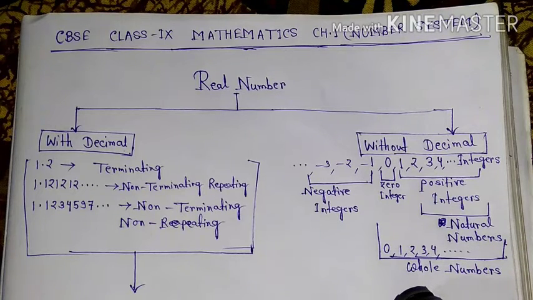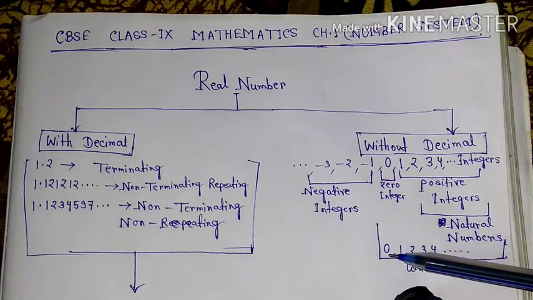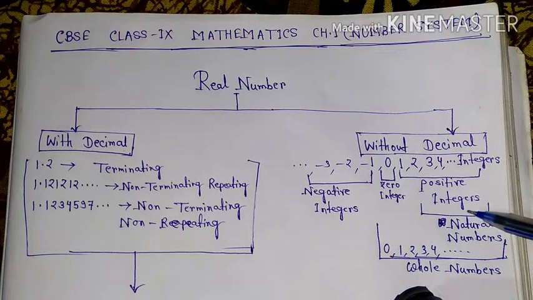So which is the smallest natural number? It's 1, and the smallest whole number is 0. Which is the greatest natural number? It's infinity. In the case of whole numbers also, the greatest whole number is infinity.